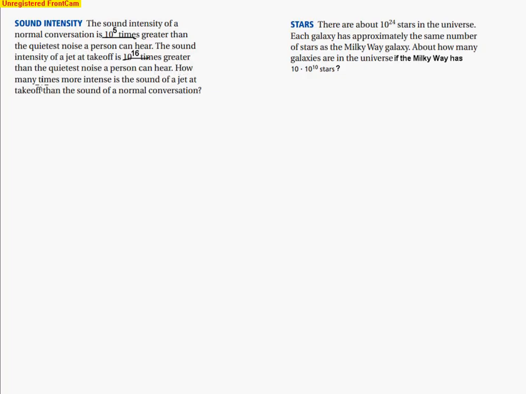And so then it says how many times more intense is the sound of a jet taking off than the sound of a normal conversation. So because they said how many times, they want to find out some number times 10 to the 5th, which is the normal conversation, will equal the jet, 10 to the 16th. So how many times greater the jet is than a normal conversation is what they want to know.